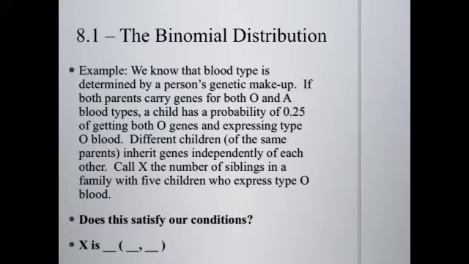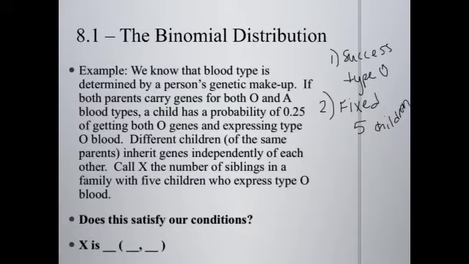Does this satisfy our conditions for a binomial? Well, what was the first condition? Success or fail. What's succeeding? Well, succeeding is having type O blood. Does it meet that requirement? Yes. It's either you have type O blood or you don't have type O blood. Second one. Do I have a fixed number of observations? Yes. I'm looking for 5 children.